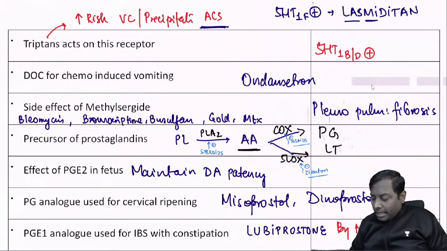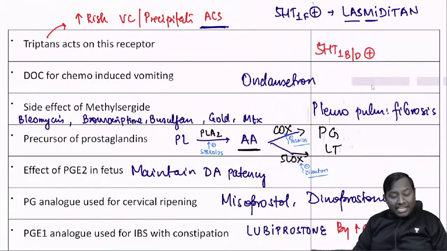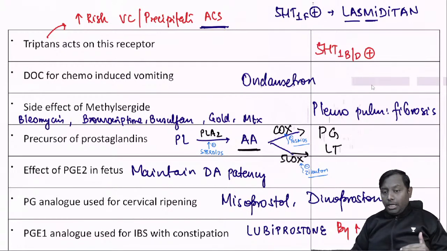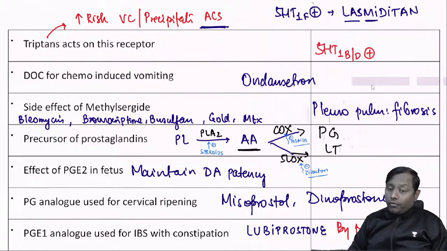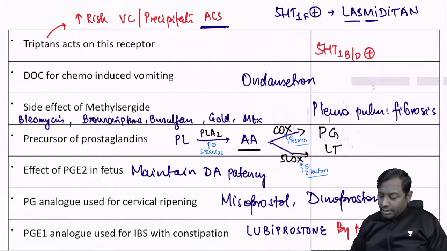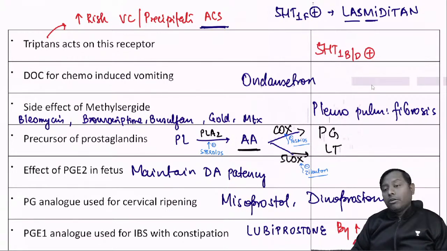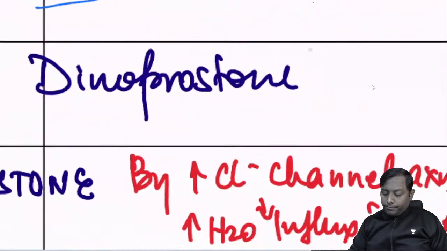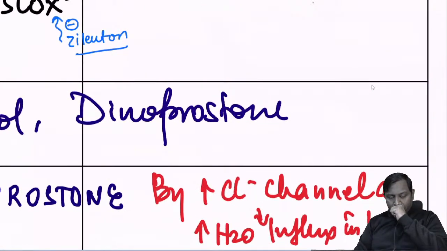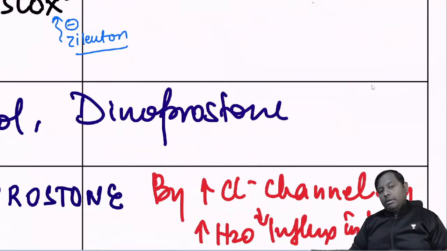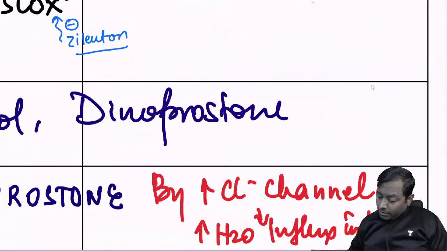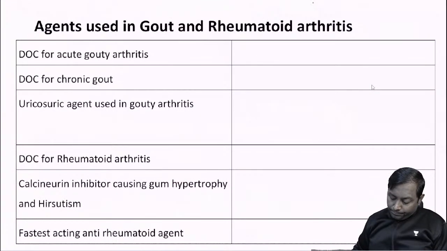By increasing the chloride channel activity, they will be causing a passive influx of water into the lumen. Because of the water influx, there will be more water inside the lumen, and that will be promoting intestinal peristalsis, and there will be relief from the constipation.